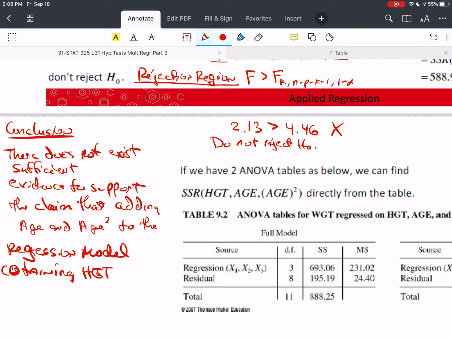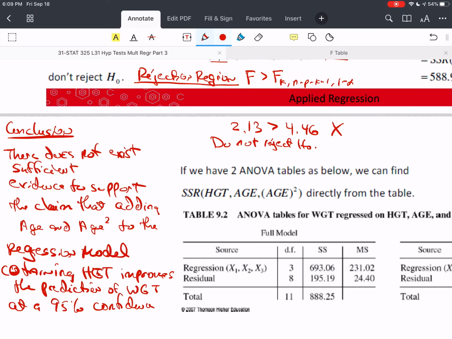So there does not exist sufficient evidence to support the claim that adding age and age squared to the regression model containing height improves the prediction of weight, at a 95% confidence level using a simple random sample of n equals 12. All right, so that's our conclusion statement.